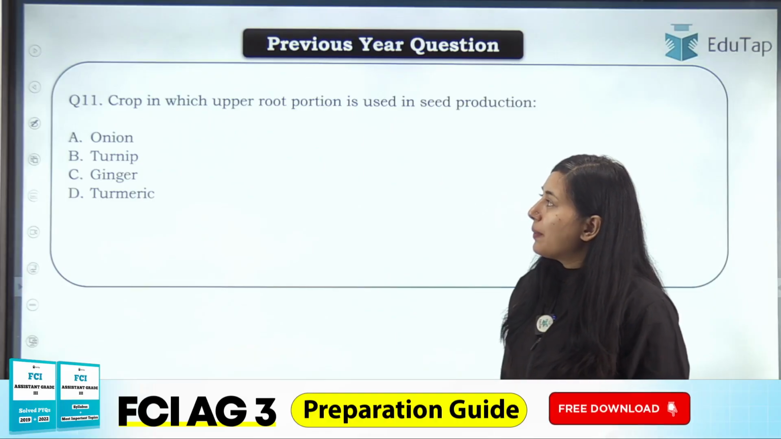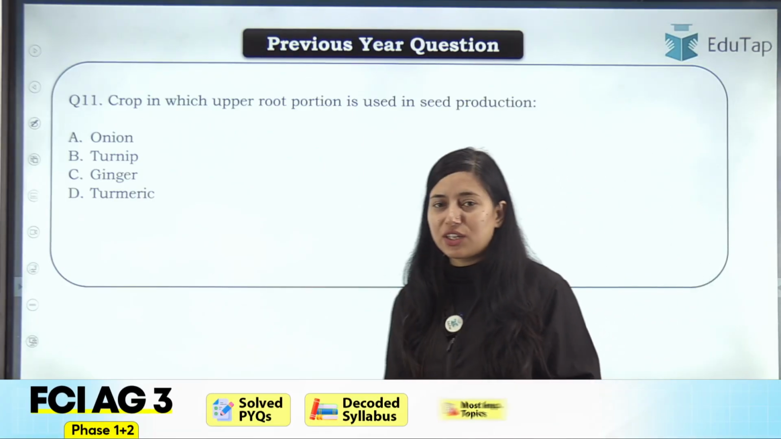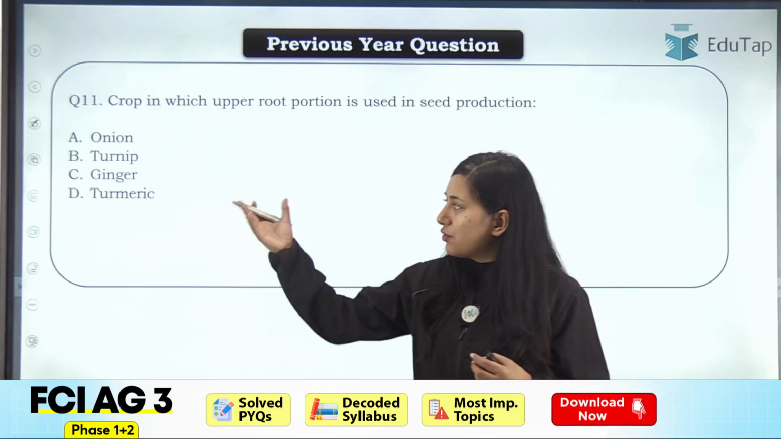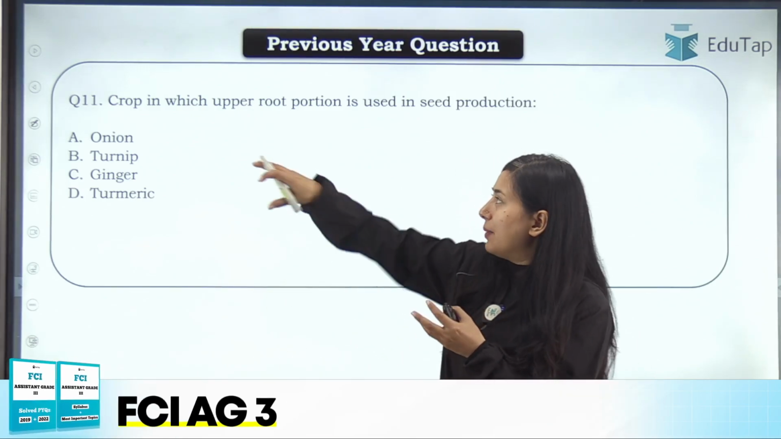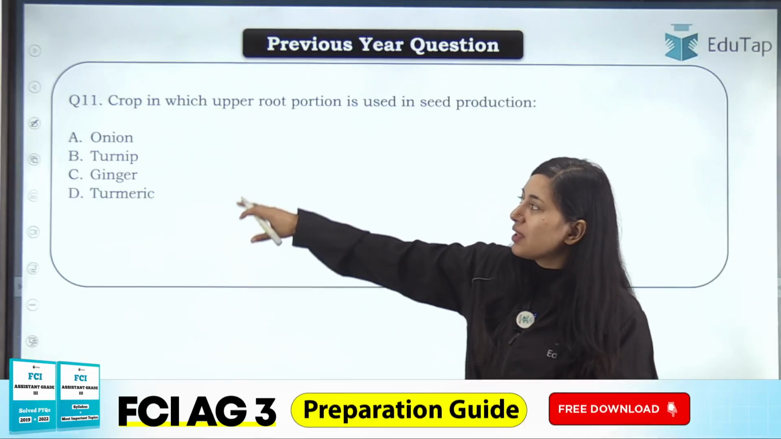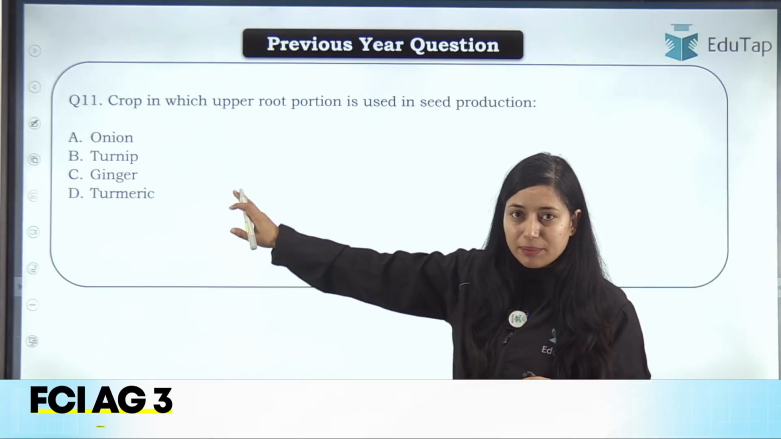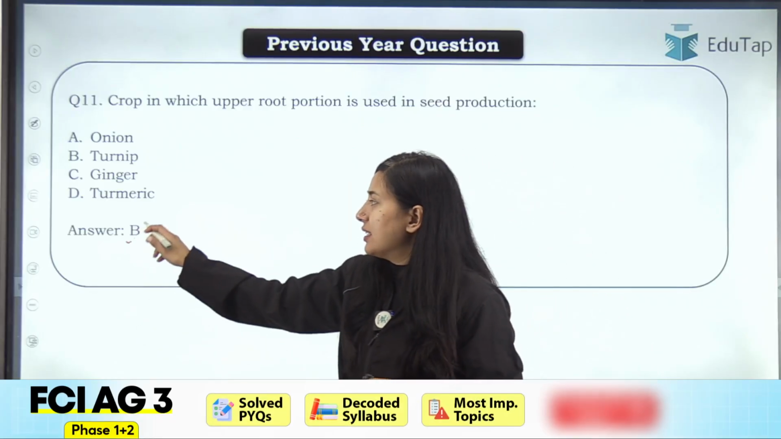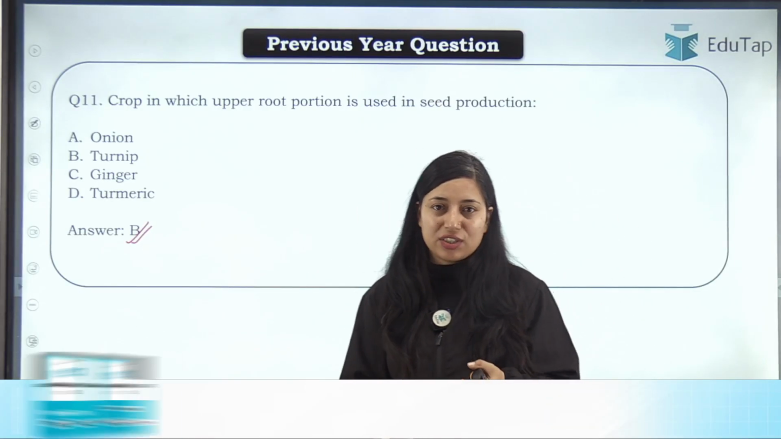Next question is crop in which upper root portion is used in seed production. Okay, so out of the given options, in which of the following crops do we use the upper root portion? So here it is given onion, ginger, turmeric and turnip. So the right answer here will be turnip, right? So students, in turnip we use the upper portion for seed production.